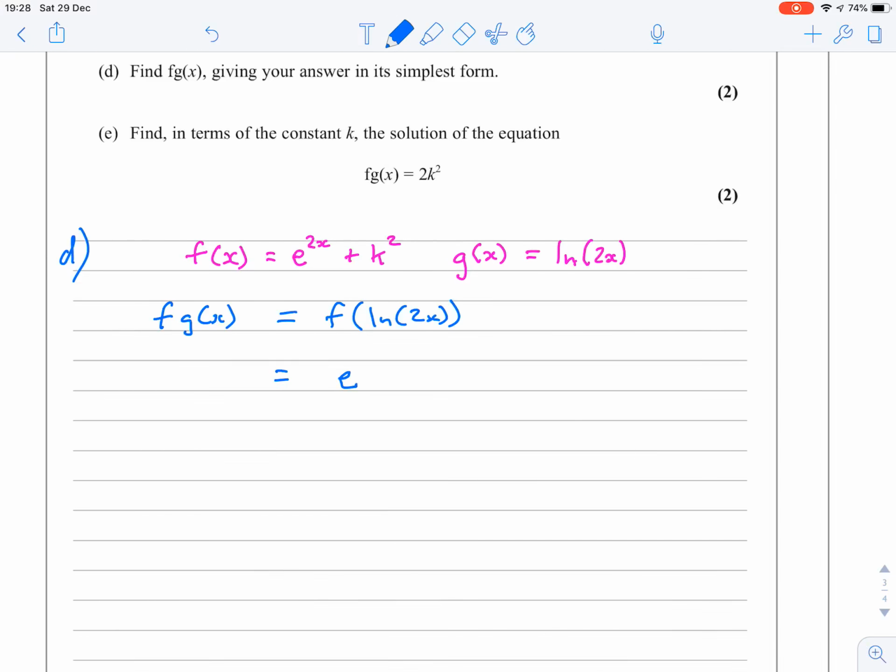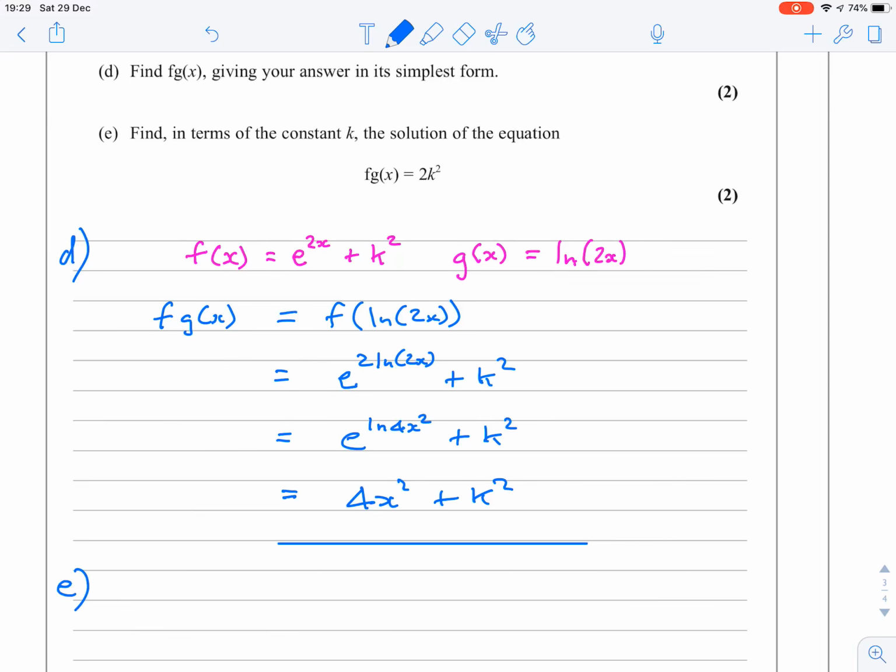So this will give us e to the 2 times log 2x, plus k squared. Now 2 log 2x, take the 2 inside the log and you get the log of (2x) in a bracket squared, which is 4x squared. So that's e to the log 4x squared plus k squared. But e to the log something is just the something, so this is equal to 4x squared plus k squared. And that's in its simplest form.